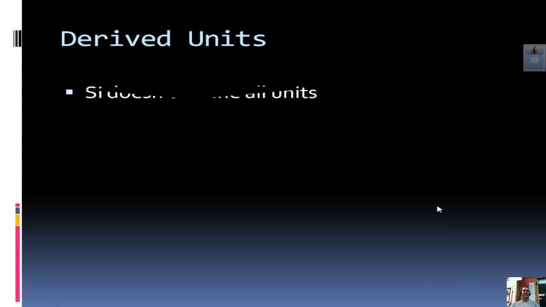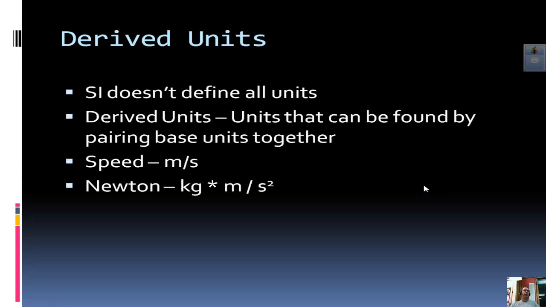Now the thing is, SI didn't define everything. Yes, they did come up with some common base units, but they said, you know what, you can go ahead and put some of these base units together to define some of the others, or you can derive your own. Derived units are just units that can be found by pairing base units together. For example, speed. Speed is just distance divided by time. Distance is a length. Length, we said, is measured in meters. Time was measured in seconds, so you get meters per second.